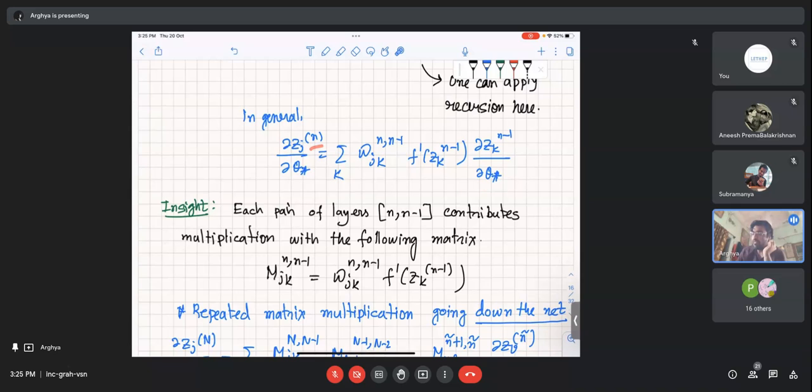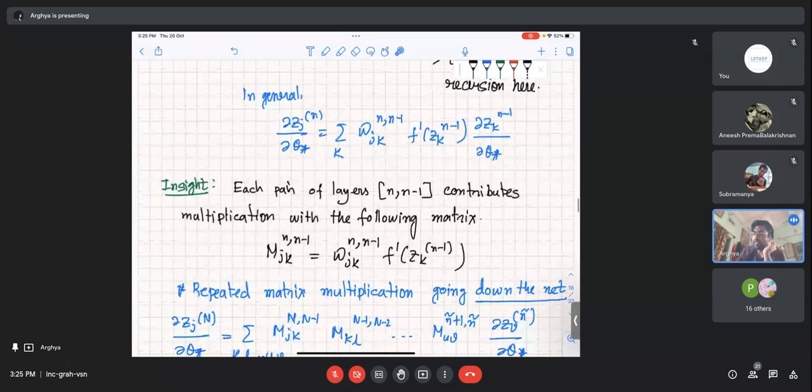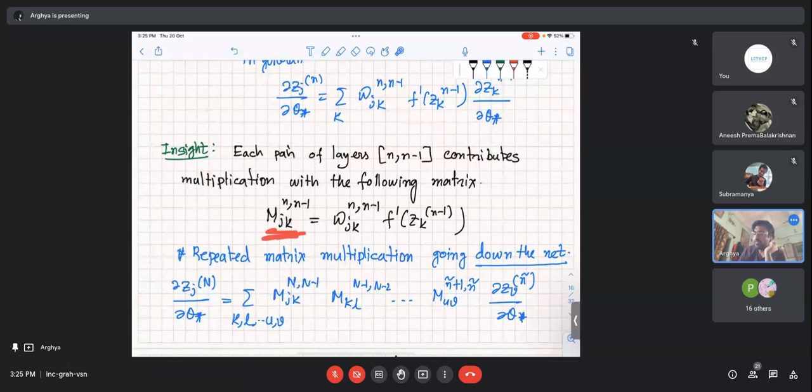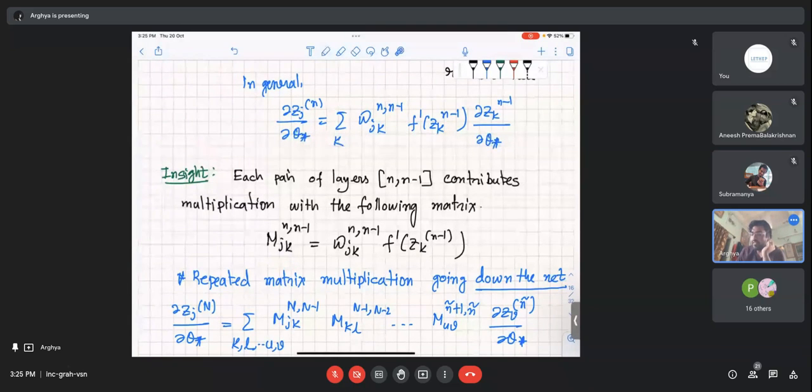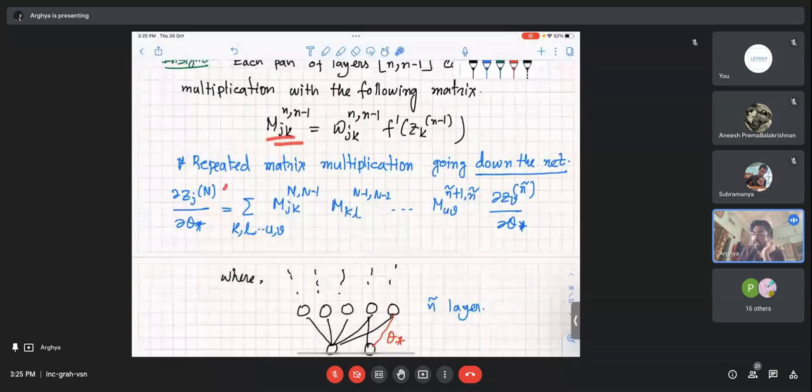So this n and n-1 layer are connected. That means each pair of layers, n and n-1, contributes multiplication with the following matrix. I can write this as a matrix, M_jk, which is the multiplication of these two things, where this f' is the derivative of your chosen function, and this is the weight from here only. I say that this is some form of matrix. I will go to the meaning of this matrix after that. So if I have this matrix written, I can do the repeated multiplication going down the net, starting from the very last and then going down the net.